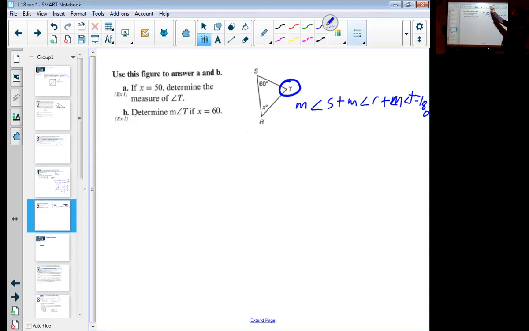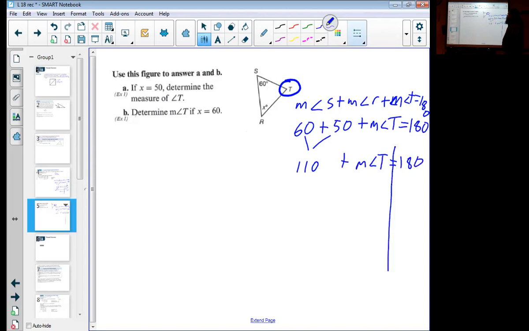We know that S, because it is labeled, is 60, so we can use the substitution property of equality. So that is 60 plus, now we can plug in X for the measure of angle R, but we know that X is 50, so we can use the substitution property to say that this ends up being 50. Plus, we don't know what the measure of angle T is, but we do know that the sum is 180. Now we can combine our like terms. 60 plus 50 is 110. Plus the measure of angle T is equal to 180.